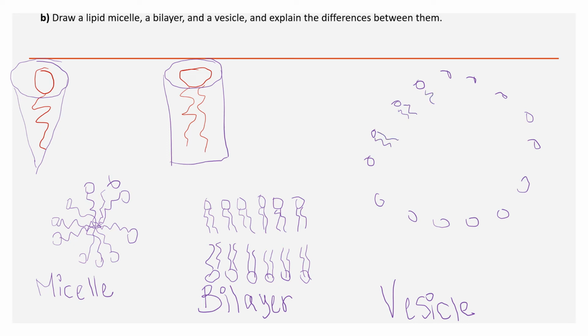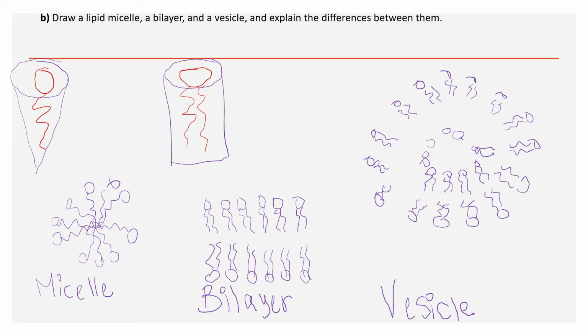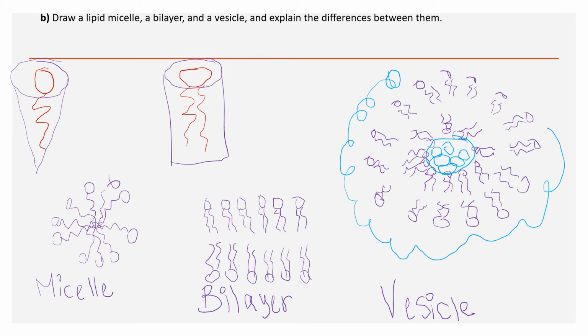Where there are 2 tails. And then over here, you have polar head groups also. And then their little tails pointing this way. But because it folded in on itself, what ends up happening is that you end up getting an aqueous cavity of water right here. So there's water on the outside, and then there's water on the inside. And this is a vesicle.